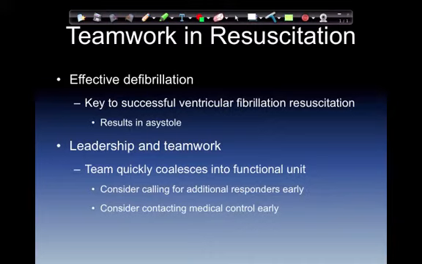Teamwork in resuscitation. Effective defibrillation is the key to successful ventricular fibrillation resuscitation. The results of an effective defib are going to be asystole. That's what you're asking the heart to do, is to restart itself and depolarize all at the same time whenever you hit them with the electricity. If that works, they should pop right into asystole.